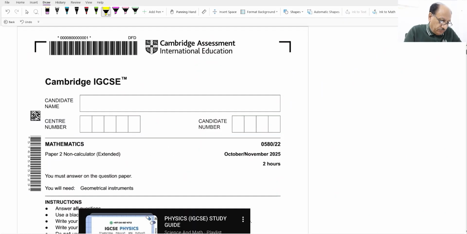Hello everyone, today we'll be going through IGCSE Cambridge Mathematics Paper 2 Non-Calculator October-November 2025 058022.